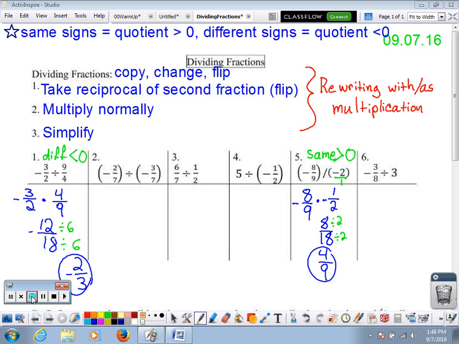Let's look at number 2. Okay, number 2. Do they have the same signs or do they have different signs? Same signs. So what does that mean about the product? Or excuse me, the quotient. The quotient. What does that mean about the quotient? It's going to be greater than 0. It's going to be positive. Okay? So now let's rewrite this using addition. Okay, what would this quotient look like rewritten with addition?